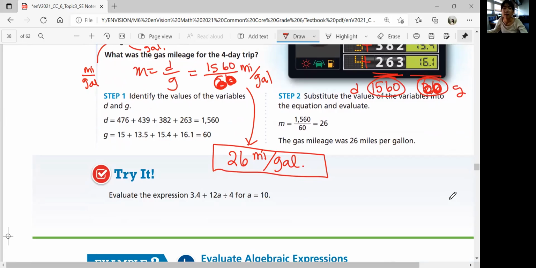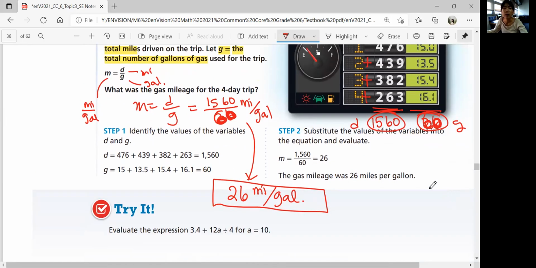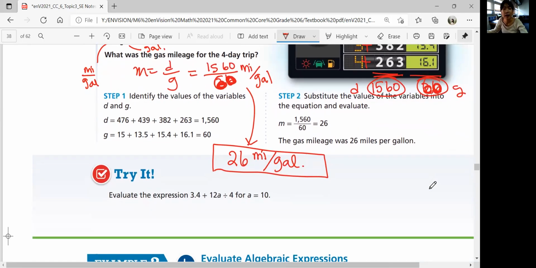All right, let's evaluate the expression 3.4 plus 12a divided by 4 for a equals 10. You substitute a equals 10 into this expression. So instead of a, you can substitute 10 and solve for it. 3.4 plus 12 times 10 divided by 4. Multiplication and division are on the same level of order of operations, so you solve it from left to right.